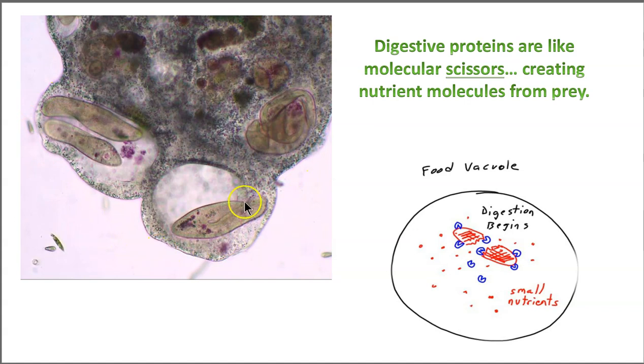So on the left here we see a picture of a couple of food vacuoles, and what's happening in a food vacuole then is digestion. So digestive proteins are like molecular scissors, and they're going to create nutrient molecules from the prey. So here we have our little proteins chopping up the paramecium into bundles of nutrients.